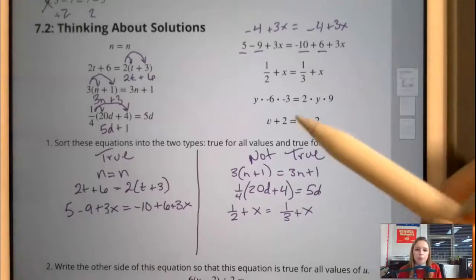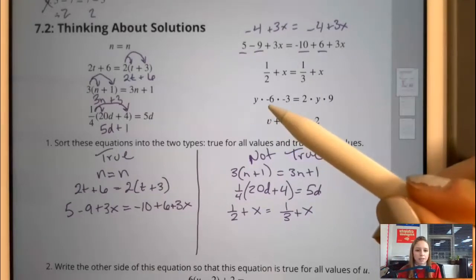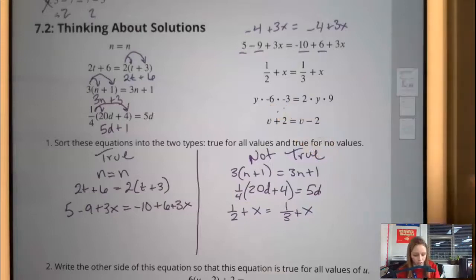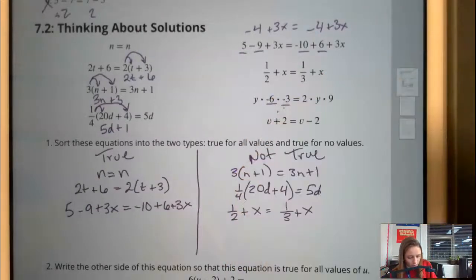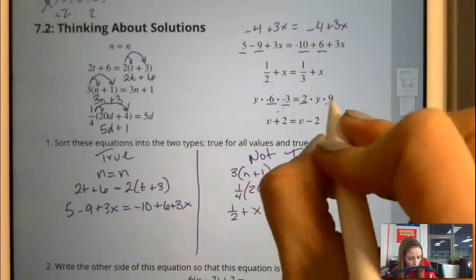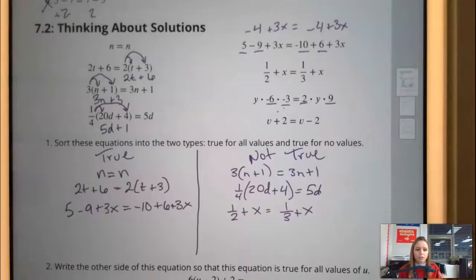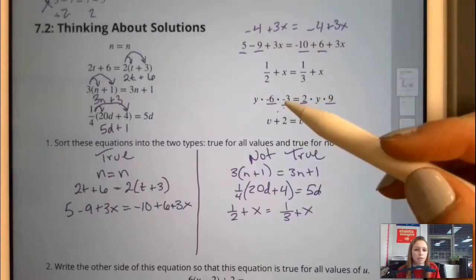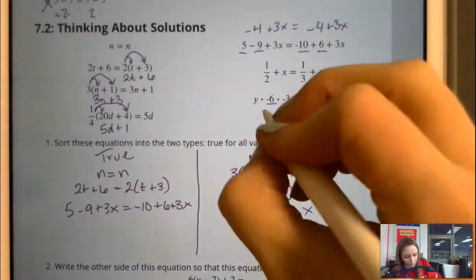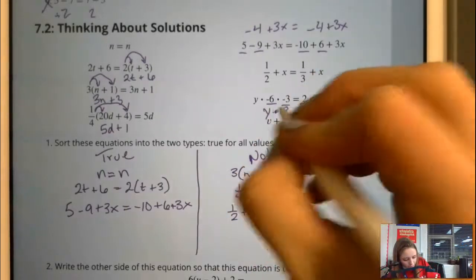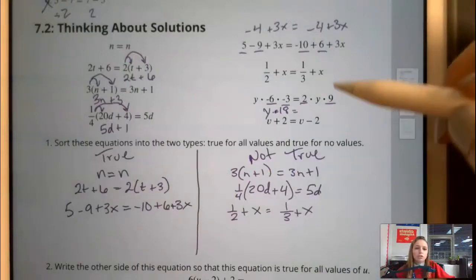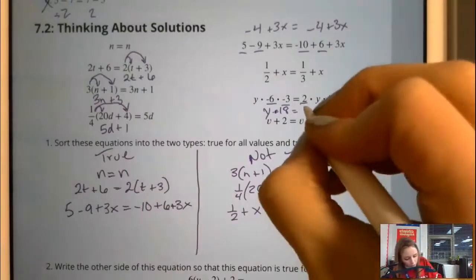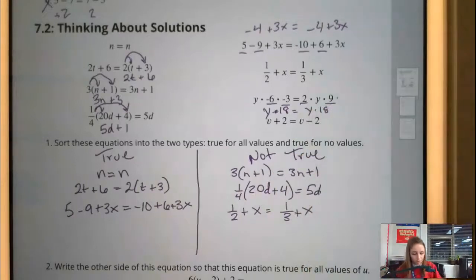Alright, almost there. So down here we have y times negative 6 times negative 3. So these are like terms. And then over here we have 2 times y times 9. 2 and 9 are like terms. So let's combine those and simplify to see if it helps us realize if these are equal or not. So a negative 6 times a negative 3 gives us a positive 18. So we'd have y times 18 equals, what's 2 times 9? Well, that's a positive 18 as well. So y times 18. Now those are the same on both sides, so we know that this would be true.